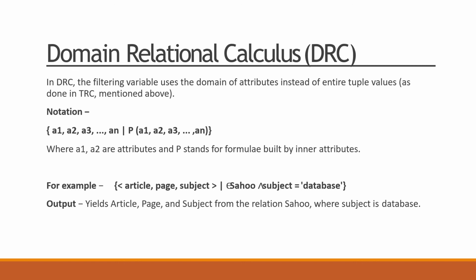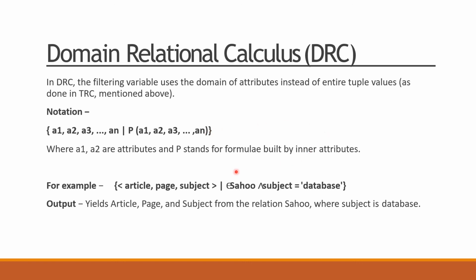Domain relational calculus. This is the second form of relational calculus. In domain relational calculus, the filtering variable uses the domain of attributes instead of entire tuple values as done in tuple relational calculus. Notation is A1, A2, A3 up to AN, then P of A1, A2, A3 up to AN. A1, A2 are attributes and P stands for a formula built from inner attributes.